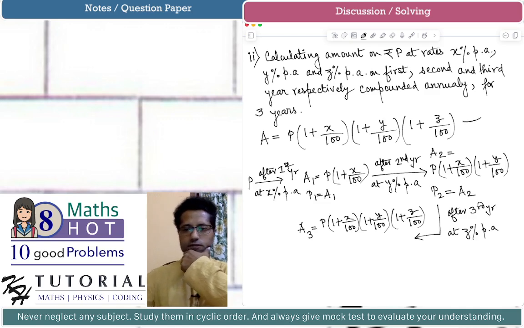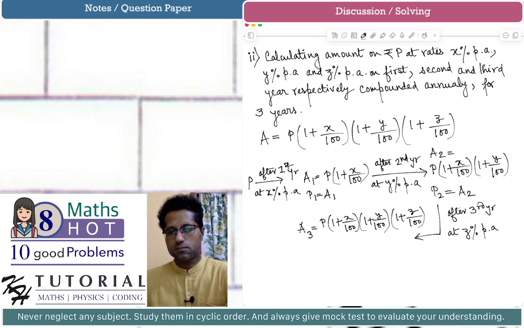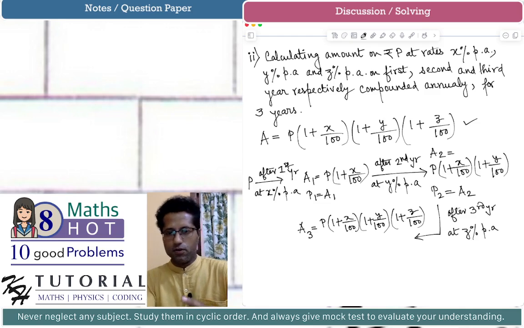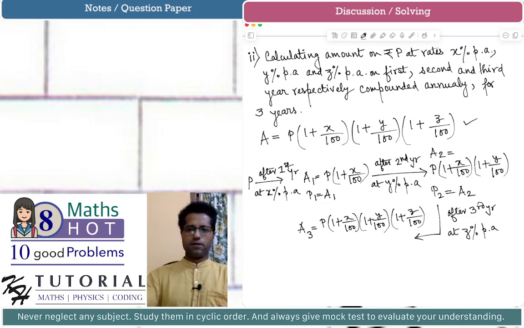This is the general formula for computing the amount based on the principal P for 3 years, where the interest is being compounded annually and the rates are different for the 3 different years, where X% per annum is the rate for the first year and Y% per annum is the rate for second year and Z% per annum is the rate for third year.